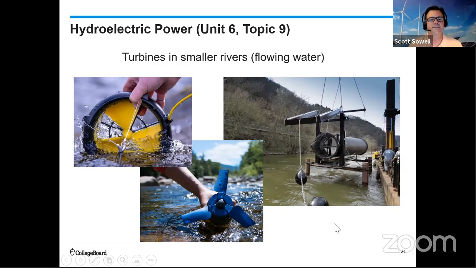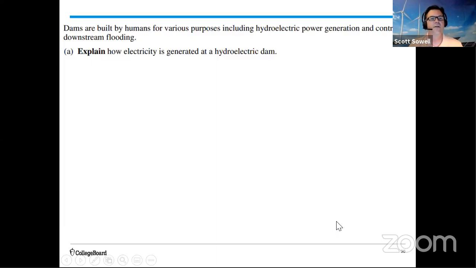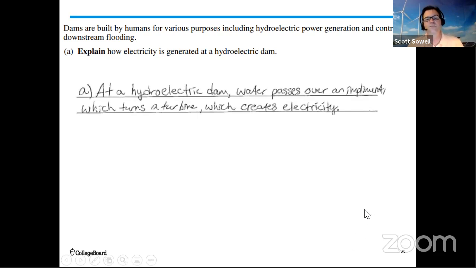All right, let's do a quick check for understanding about hydroelectric power. Dams are built by humans for various purposes, including hydroelectric power generation and control of downstream flooding. Explain, keyword there, explain how electricity is generated at a hydroelectric dam. So let's look at this person's response.